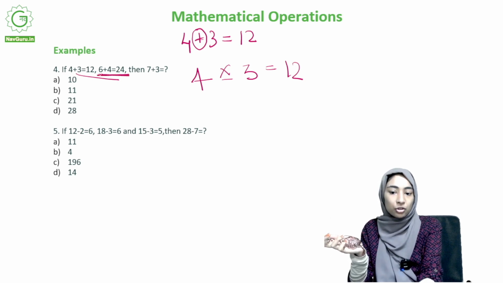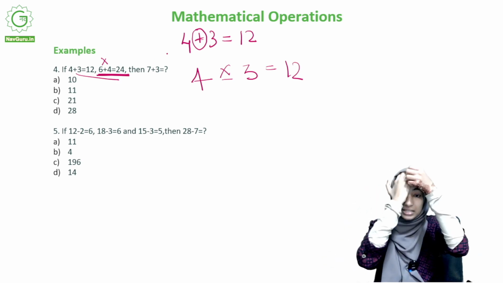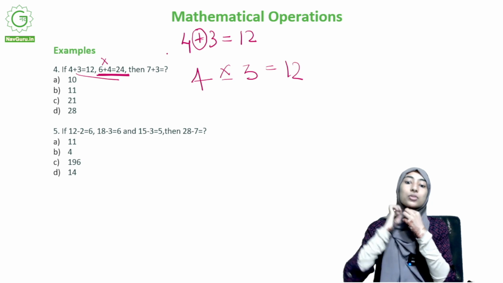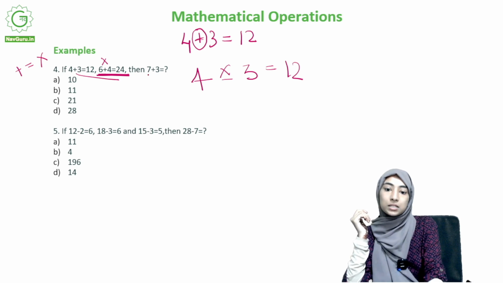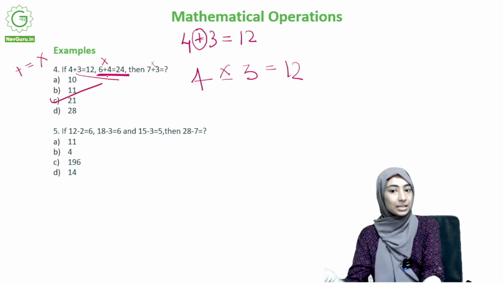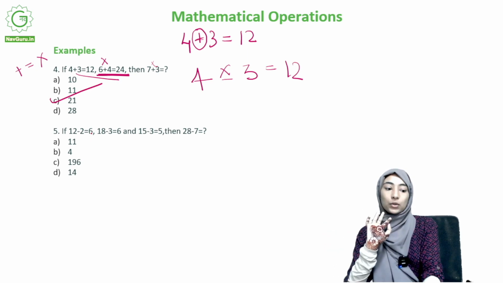So just cross check for the second one. Does it work here? Yes, 6 4s are 24, works. So here what we have gotten now is that plus means multiply, right? So here I'll just write it here. In this fourth question, the crux of this question is that plus means multiply. So here instead of 7 plus 3, you write it as 7 into 3, which is 21. That's it, you're done. Moving on to the second question.